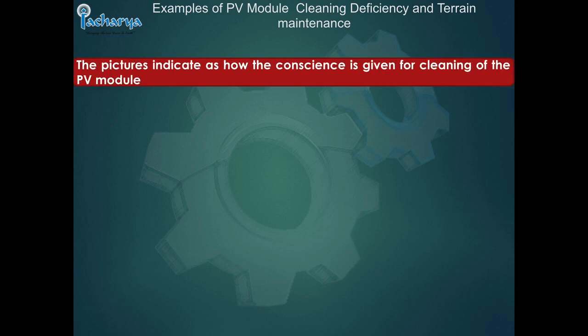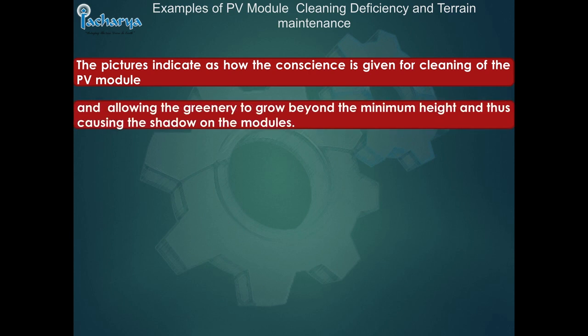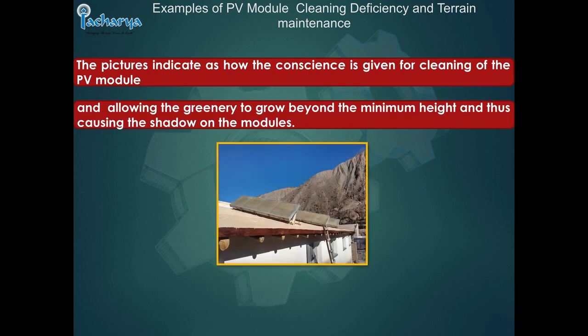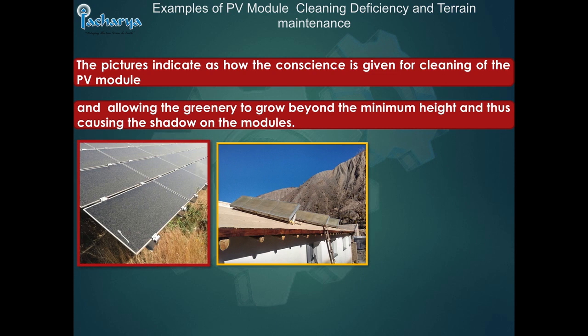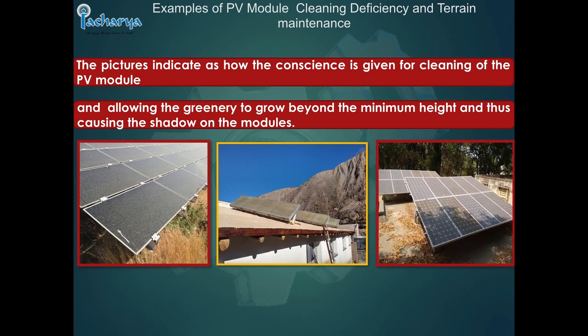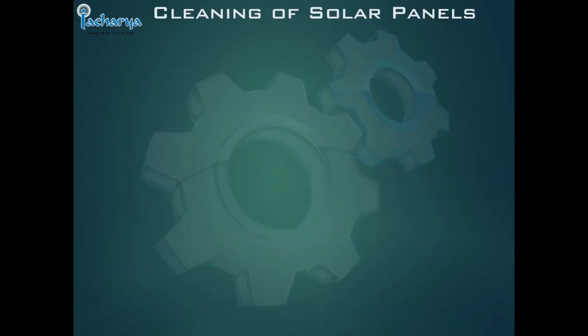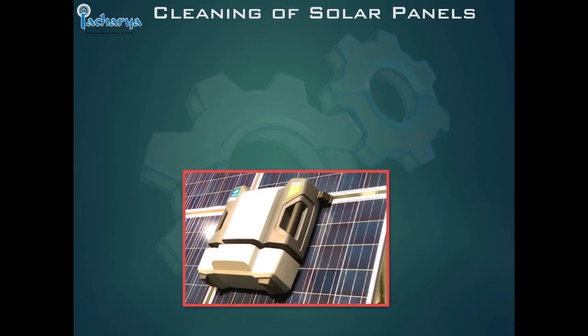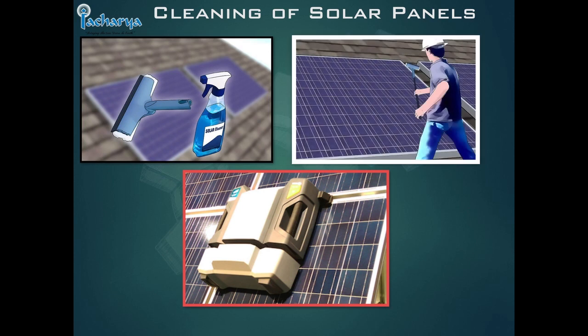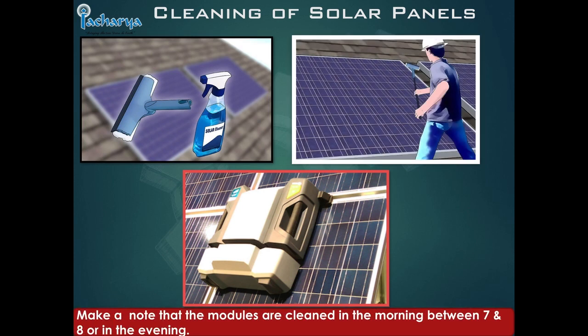The picture indicates how cognizance is to be given for cleaning of the PV module, and not allowing the greenery to grow beyond the minimum height and thus cause shadow on the modules. Cognizance is to be given for the cleaning of the PV modules as per the following pictures shown. Also, note that the modules are cleaned in the morning between 7 and 8.